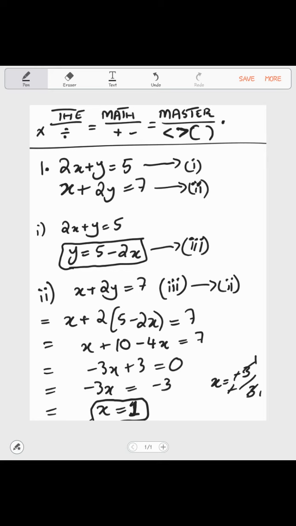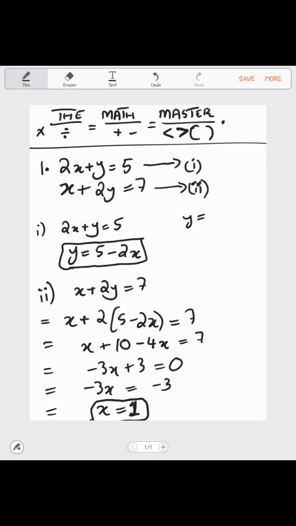Alright, so this was how it was to be done. Now we can utilize this space right here. You know how to do this, so we can utilize this space to find y. y equals 5 minus 2x. y equals 5 minus 2. What will come in place of x?